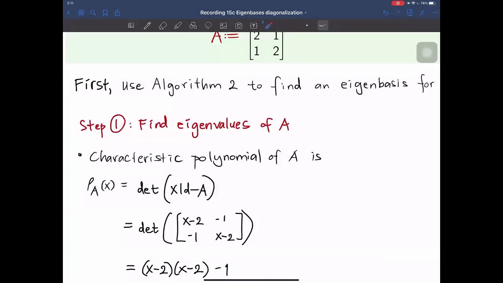First, I write down the characteristic polynomial of A. I take the determinant of x times the identity matrix minus A. So I have the determinant of this matrix. I use the determinant formula for a 2 by 2 matrix. I take the product of these two entries minus the product of these two entries. So I have (x minus 2) squared minus negative 1 squared, which is 1.